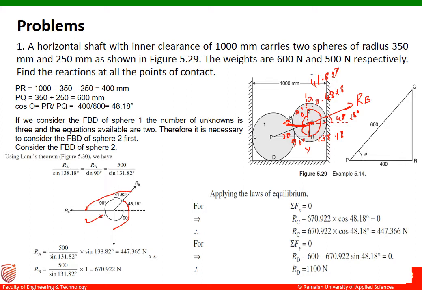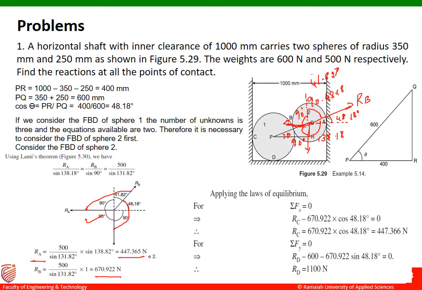So my total angle between RA and RB will be 90 plus 41.82 degrees. This is how we can find out the angles here. Fine. So now we can apply Lami's theorem. So RA by sine 138.18 degrees, RB by sine 90 degrees, and then 500 by sine 131.82 degrees over there. So with the help of this, we can find out the answer for RA.